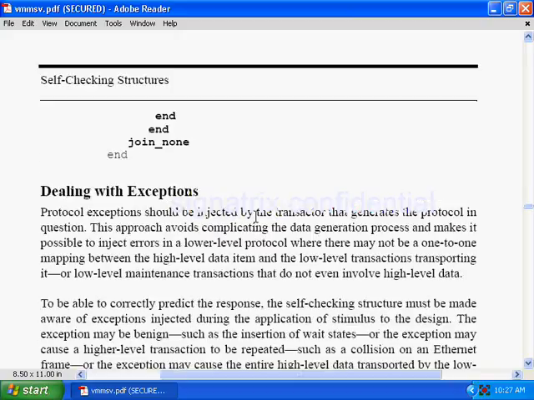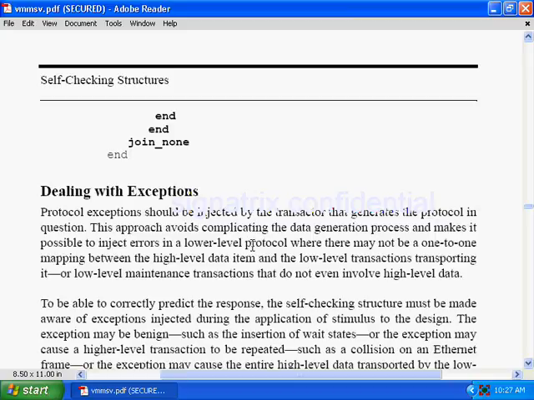Protocol exceptions should be injected by the transactor that generates the protocol in question. In every protocol we have exceptions, so your stimulus generator needs to create such exceptions in order to apply them to the DUT. This approach avoids complicating the data generation process and makes it possible to inject errors in the lower level protocol, where there may not be a one-to-one correspondence mapping between the high level data item and the low level transaction, transporting it to lower level maintenance transactions that do not even involve high level data.